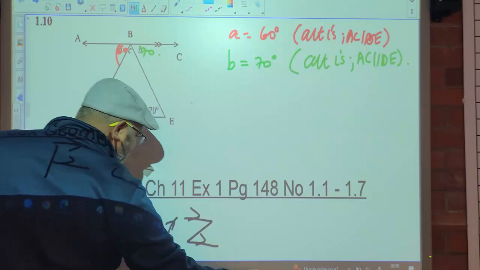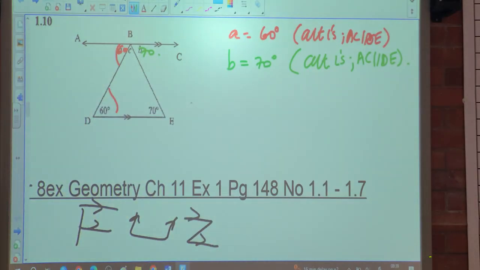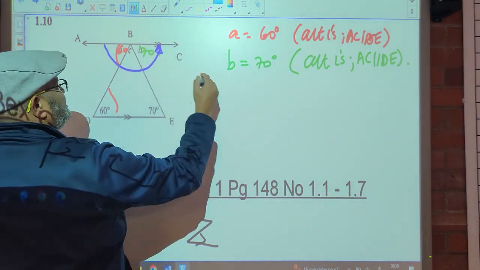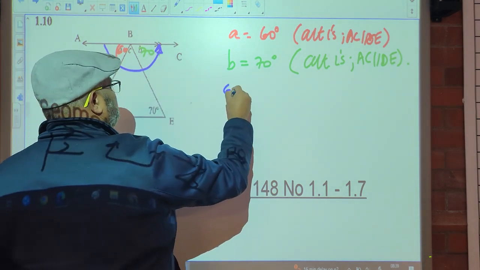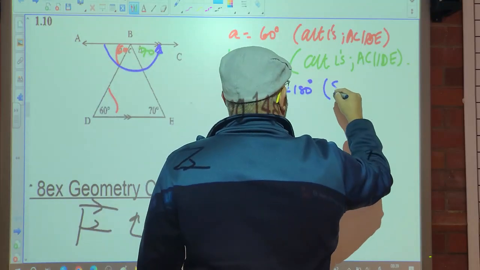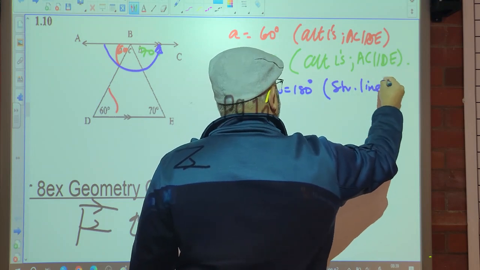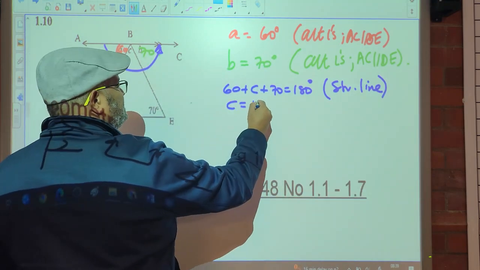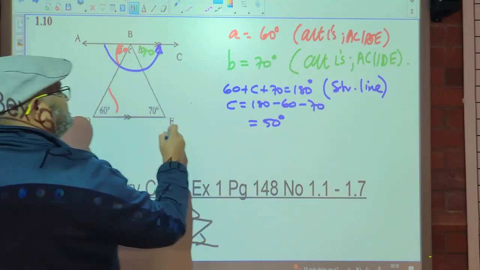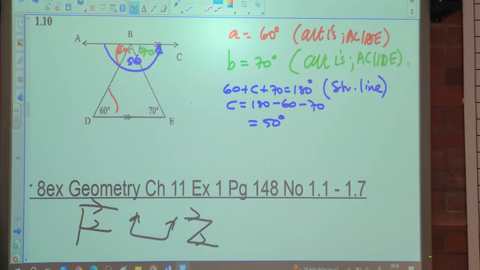Now I'm going to calculate C. Angles on a straight line. Okay. There's going to be 60 plus C plus 70 is equal to 180. Why? Straight line. So C is equal to 180 minus 60, which is 120, minus 70 is 50 degrees. Any questions?